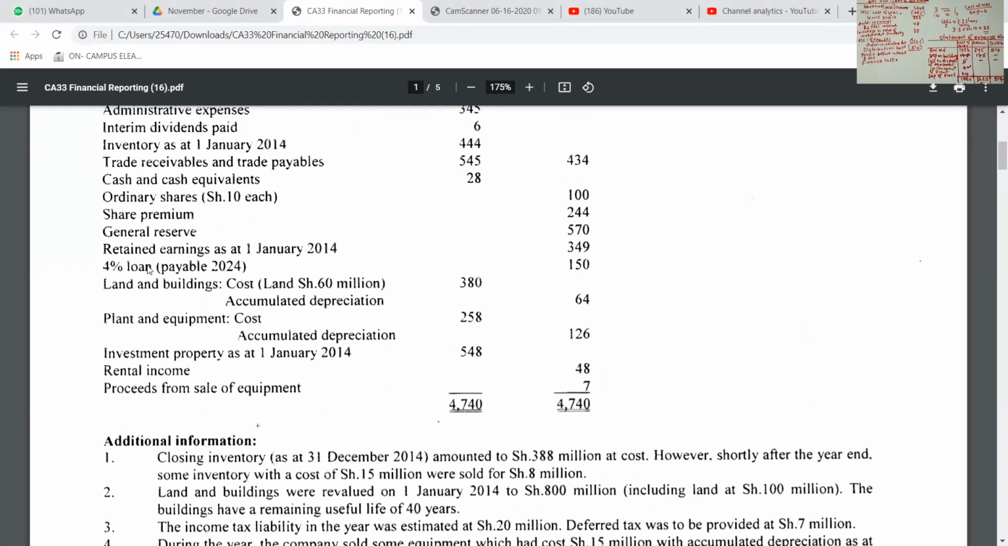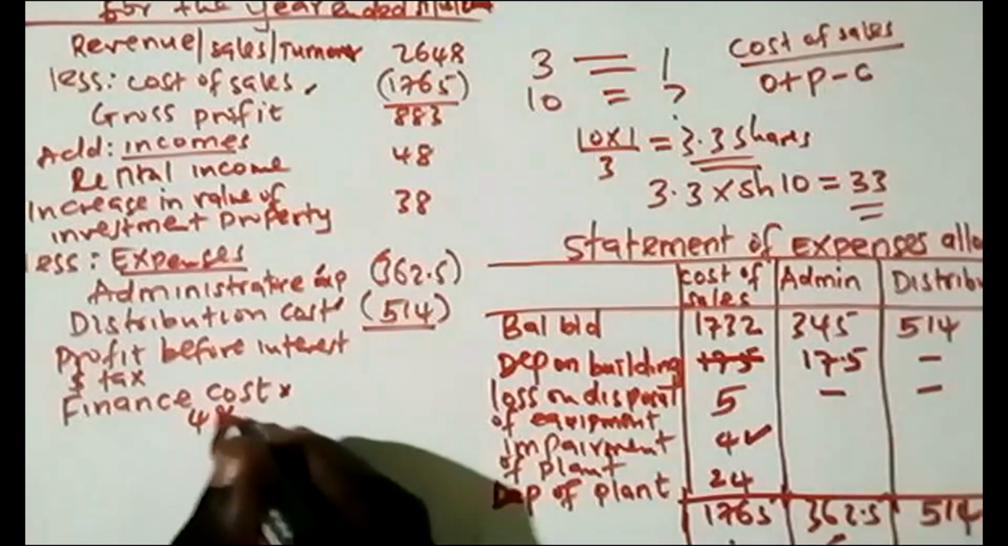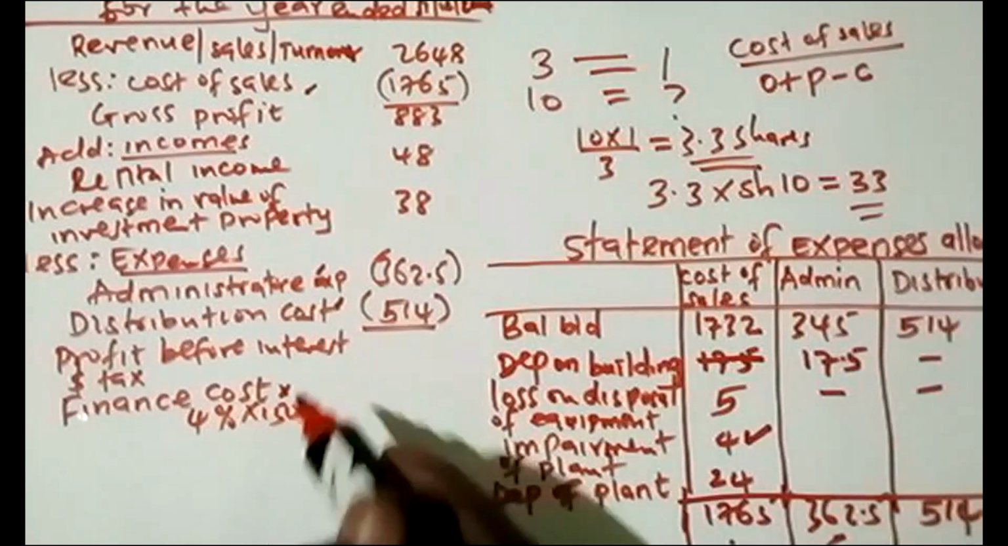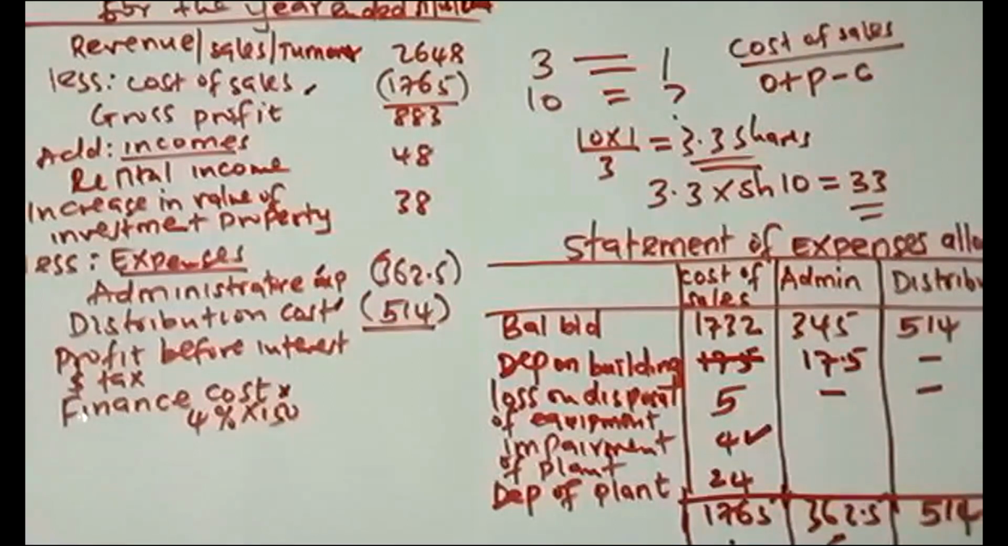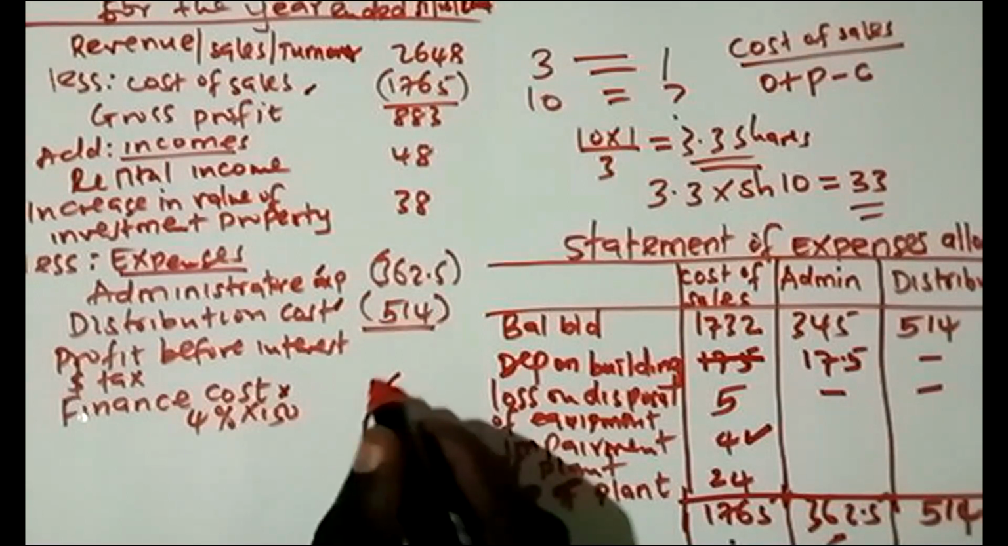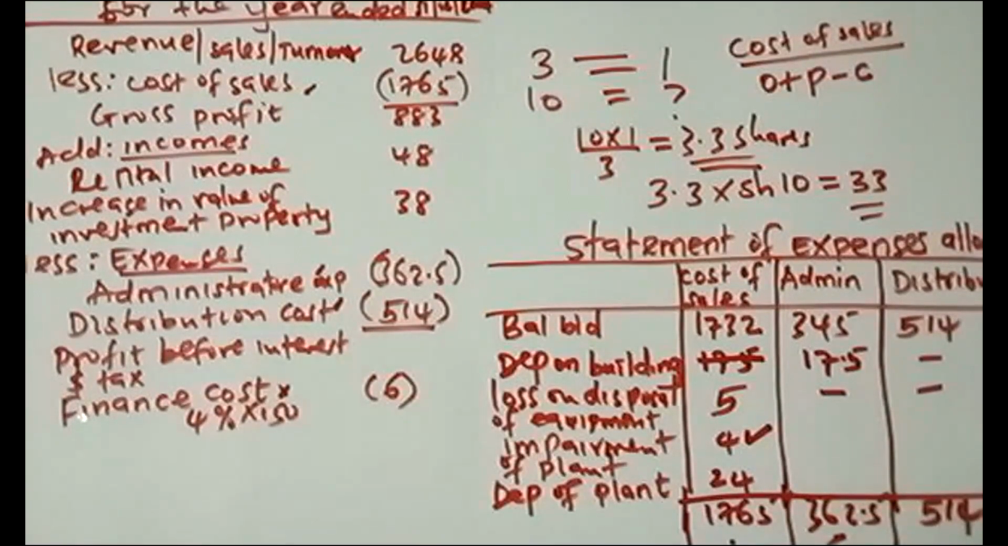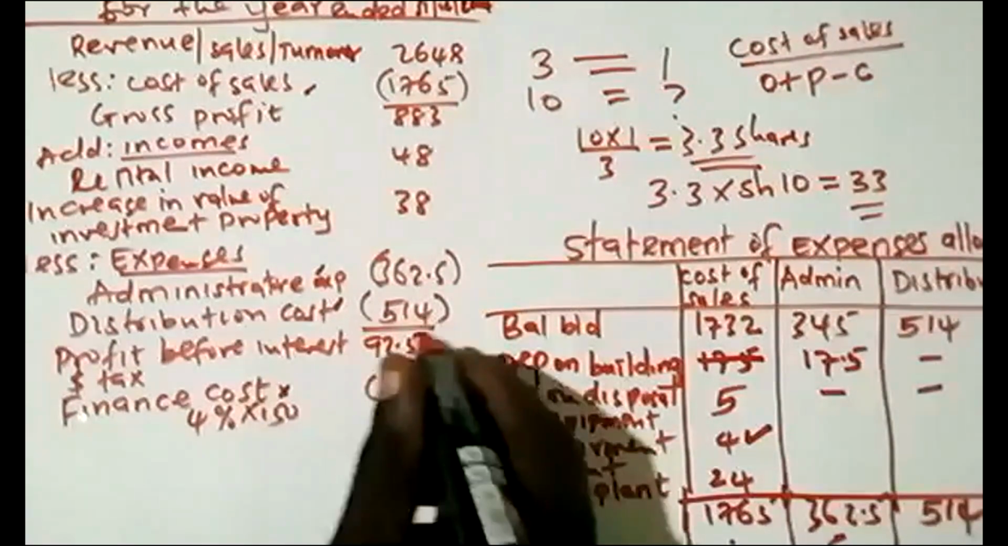So there was only one loan which was issued, a 4% loan. So you take 4% of the 150. That is how you get the interest out of that loan. The 6. Yes. What is the answer here? Profit before interest and tax: 92.5.